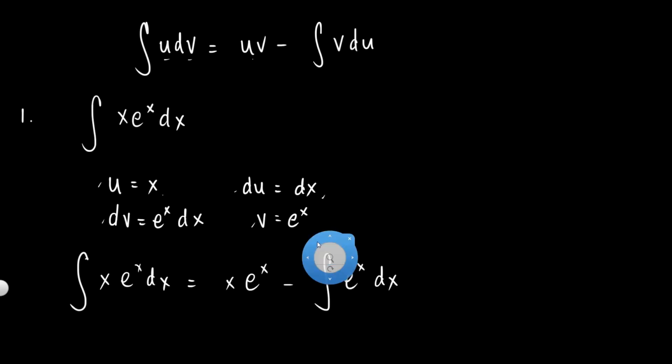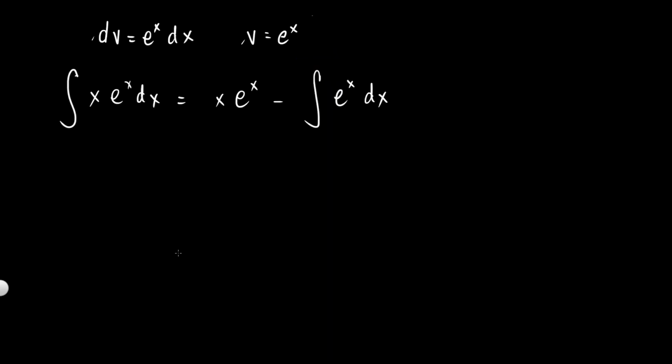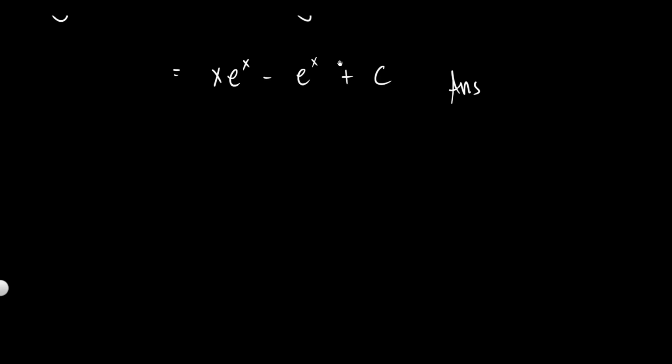Okay? Then, tuloy lang natin yung problem. So, x e to the x, minus the integral of e to the x dx is e to the x, plus c. And that is the final answer. So, yan yung integration by parts. Okay?